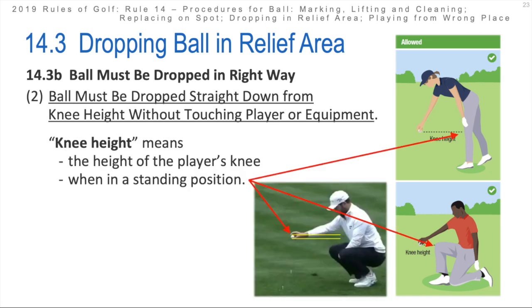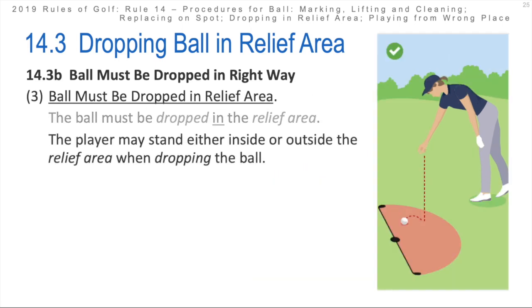What does knee height mean? Well, knee height means the height of the player's knee when in a standing position. So the two pictures on the far right certainly are knee height. The third picture is also knee height, even though that's not exactly where his knee is while he's dropping. If he were standing straight up, the yellow lines indicate where his knee would be, and therefore it is an okay drop.